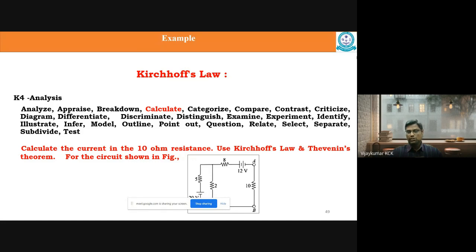Next is analyze, with the same Kirchhoff law. The action verb used is calculate: calculate the current in the 10 ohm resistance using Kirchhoff law, and the circuit is given. So in this circuit, what could be the current that flows in the 10 ohm resistance? That means they have to analyze it. What is the quantum of current flowing in the various resistors, and they asked about the 10 ohm resistor, what is the current flowing.